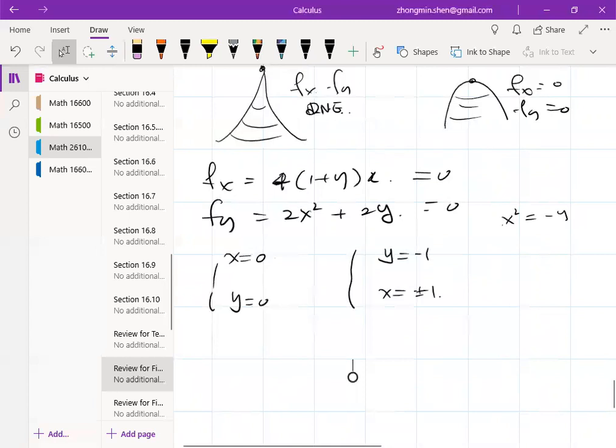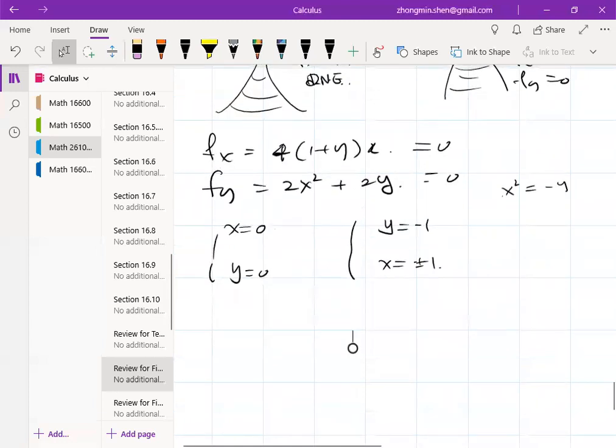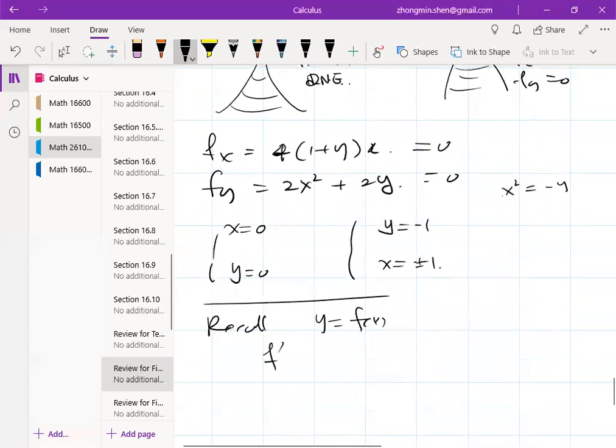Remember in Math 165, you learned the second derivative test. If the second derivative at the critical point is positive, then it's a local minimum point. Negative is a local maximum point. Okay, and then we remember that. So let's recall some results in Math 165. So if the derivative is 0, right?